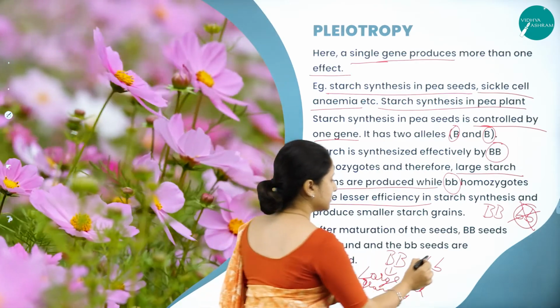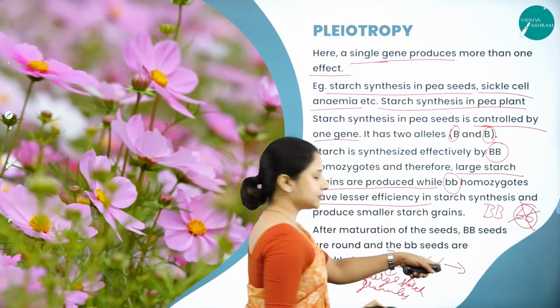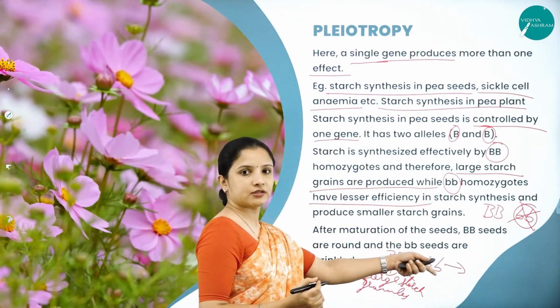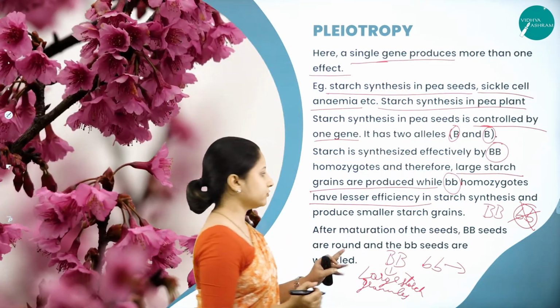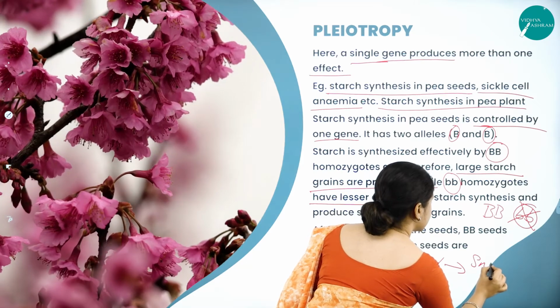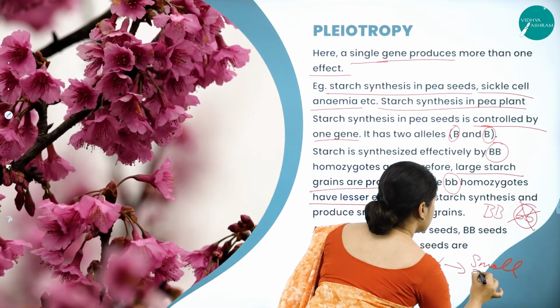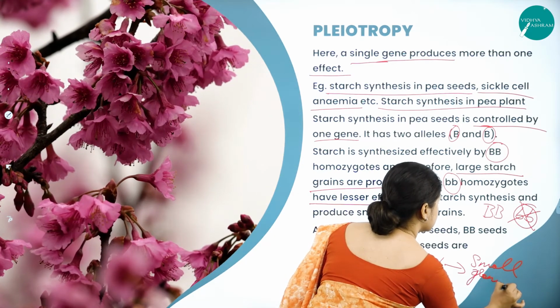And if it is recessive, again it will get expressed. It is not that starch will not be produced at all. Starch will be produced, but small granule starch will be produced.